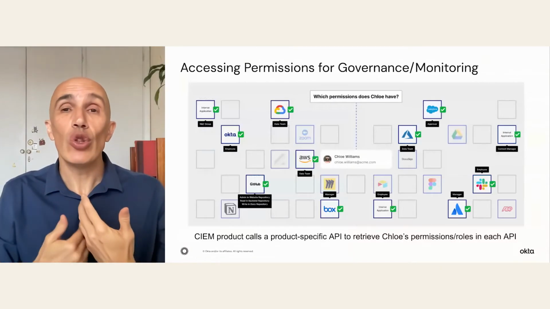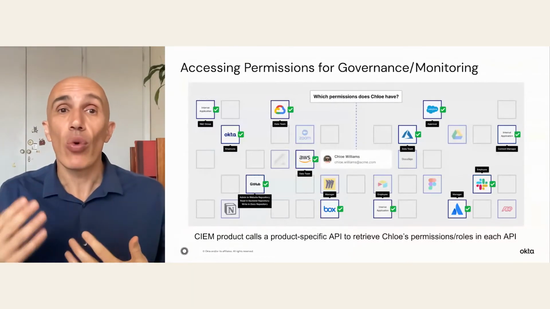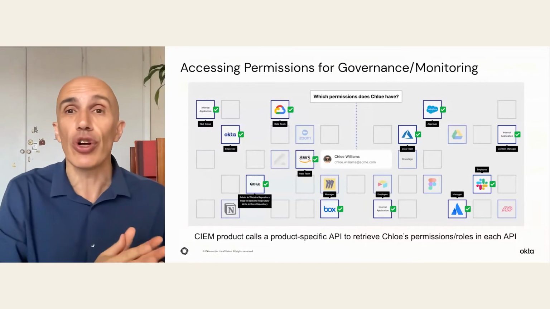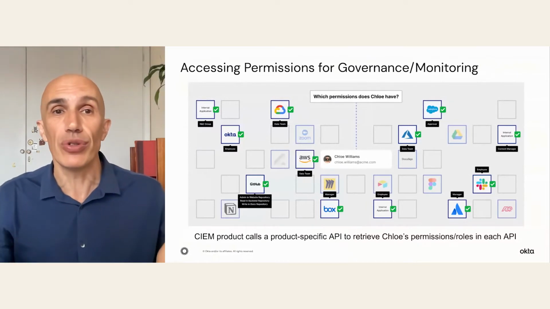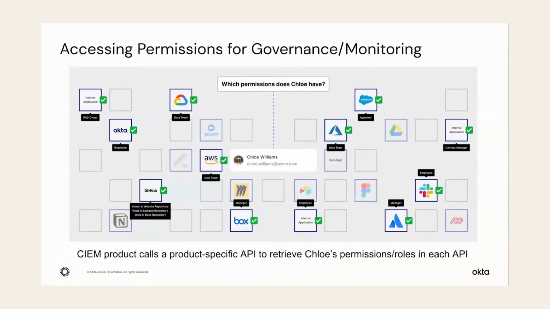Now let's suppose you want to build a product that lets you audit what a specific employee can do across all SaaS applications your company uses. In this case, we want to know what Chloe can do. The product will need to ask each application for Chloe's permissions. You need to call application-specific APIs to do this. Given there are too many SaaS applications, you end up supporting the most popular SaaS applications.